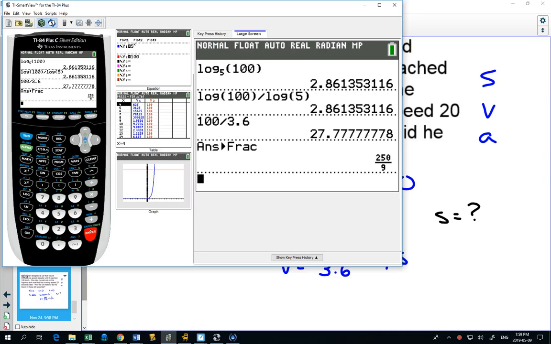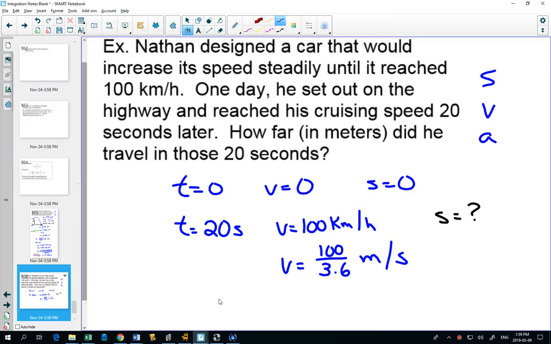happens to be 250 over 9. I'll write it as 27.8 meters per second, or 250 over 9 meters per second, or 27 and 8/9. No, 27 and 7/9. Apologies. Okay. So now our units are all the same.